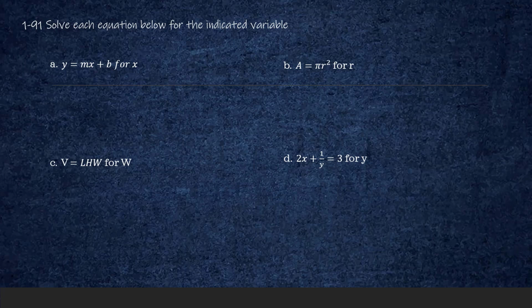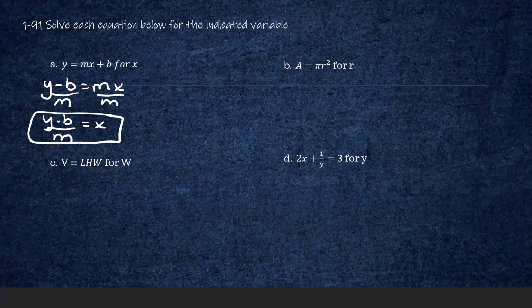All right. 1-91 says solve each equation below for the indicated variable. So this is just algebra practice. On the first one, it says solve your y equals mx plus b equation for x. So let's show you here if there's anything unusual. First, I subtracted b, and then I divided by m. And that's where you leave it for that one.